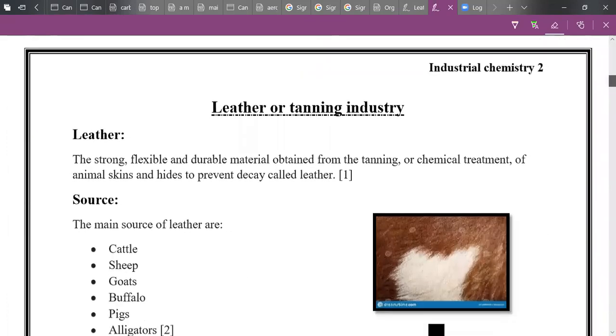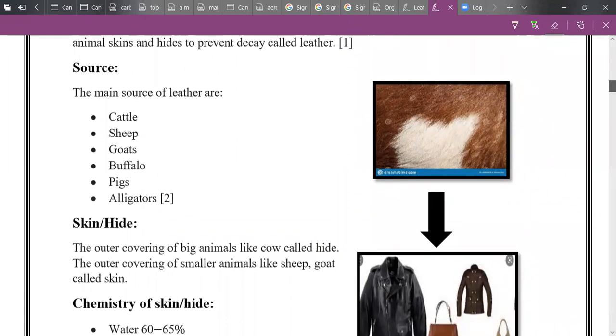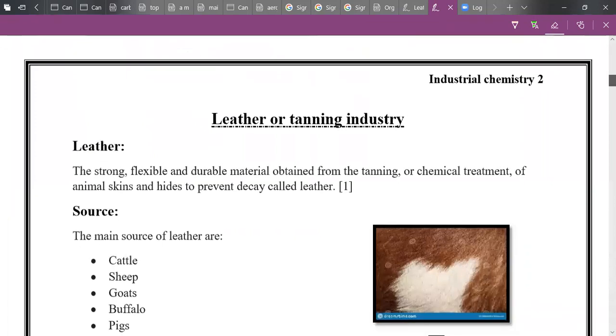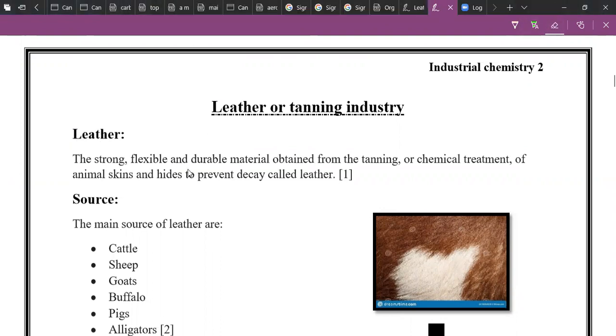In this presentation I will tell you about how the skin of animals is converted into leather products which are useful for human beings. First of all, I will tell you what leather is. Leather is a flexible, strong and durable material obtained from the tanning or chemical treatment of animal skins and hide to prevent decay.